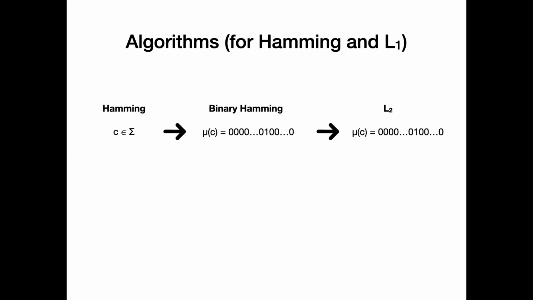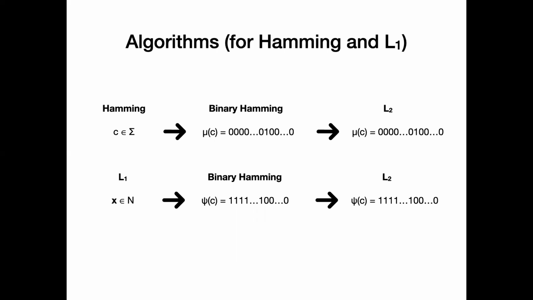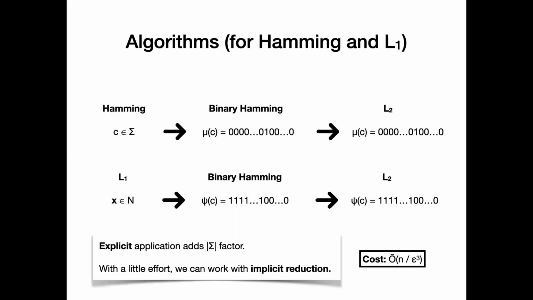So doing it explicitly introduces a cost of the size of the alphabet, but we can actually do it implicitly because after this step, after the reduction from Hamming to binary Hamming, the words are sparse. So this can be reduced to a simple hashing procedure. And for L1, if we have a natural number as an input, well, we can reduce it to binary Hamming by writing consecutive ones. And then it still coincides with L2. And this can be, with some extra preprocessing, also done, not explicitly, but implicitly.